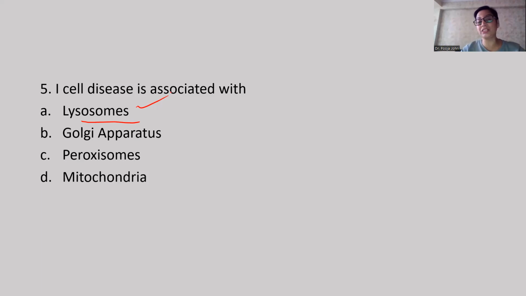If that mannose 6 phosphate is absent, obviously what will happen? Proteins will not have their address. They won't be degraded. That is inclusion cell disease. So the answer is A. And the enzyme required is mannose 6 phosphate. Clear?